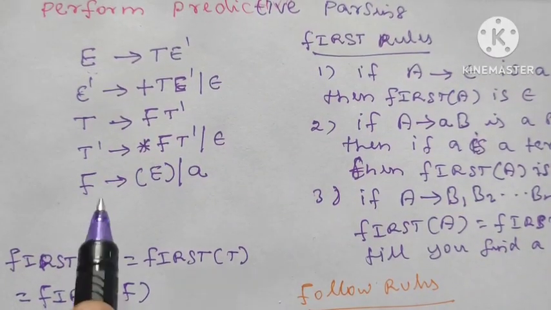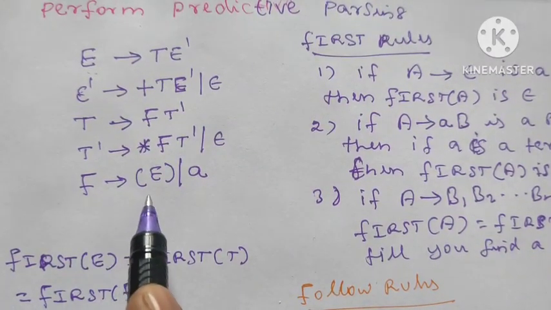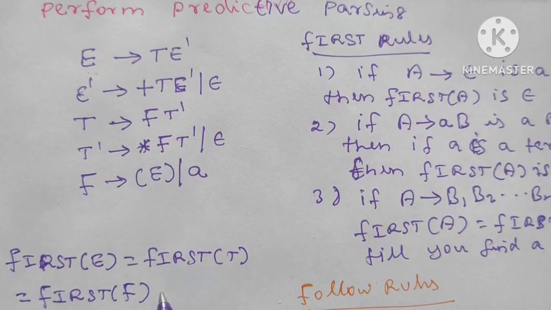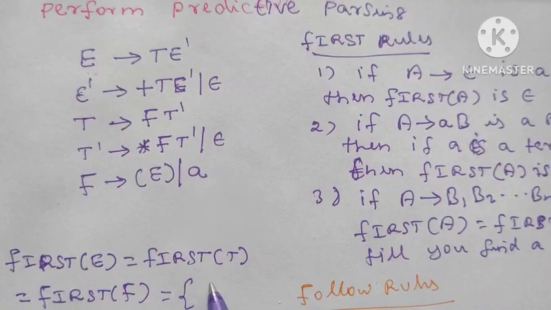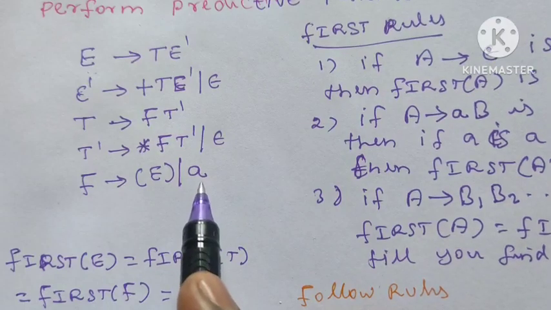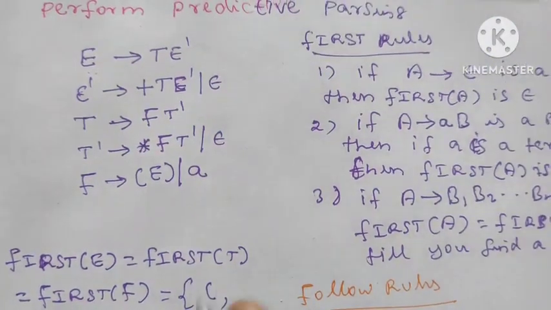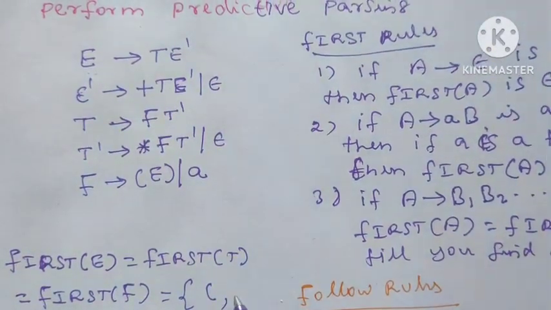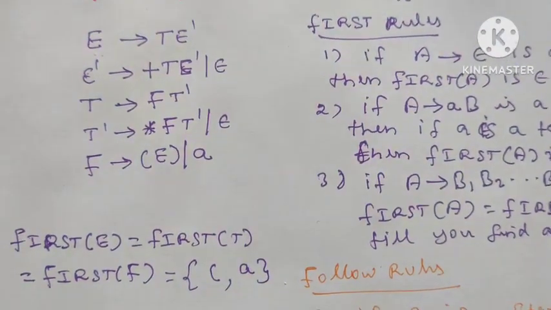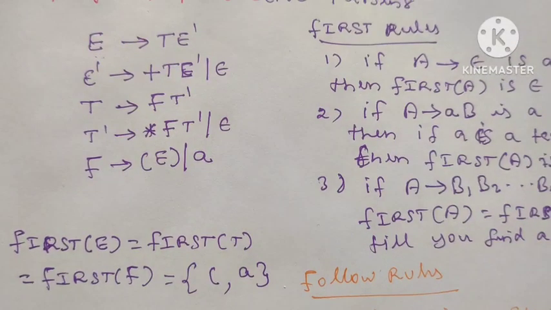Now come to the F production. When you go on the right, first you are seeing a terminal. So the open bracket is the first here, and then when you go on the right side, you see a here. a is also a terminal. So when you find a terminal, you can stop. So open bracket and a are called the first of E, T, and F.